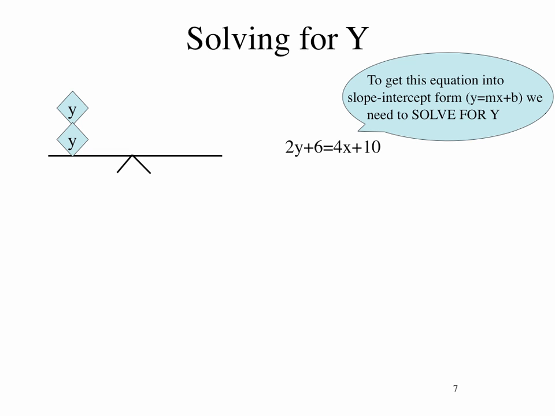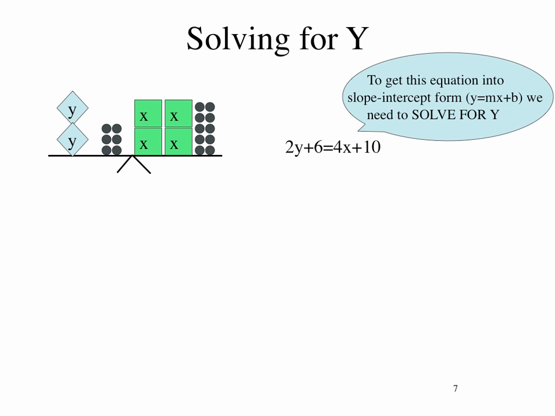So first, let's build 2y plus 6. So on the left-hand side, there's 2 y's plus 6 individual ones, equals, it balances with 4 x's plus 10. So there's a picture of our equation.